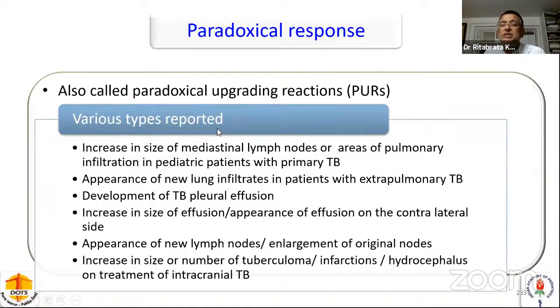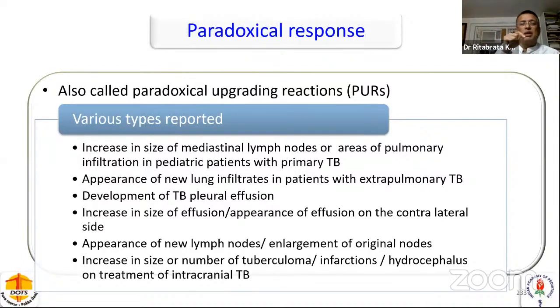They are usually seen as an increase in the size of the mediastinal lymph nodes or of the pulmonary infiltrates in pediatric TB with primary TB, appearance of new lung infiltrates in extrapulmonary TB, development of new pleural effusion, increase in the size of effusion, or appearance of effusion on the contralateral side. Also appearance of a new lymph node or enlargement of the original. Similarly, in case of central nervous system TB, you can see appearance of a new tuberculoma or increase in its size, infarction, hydrocephalus, all these things.